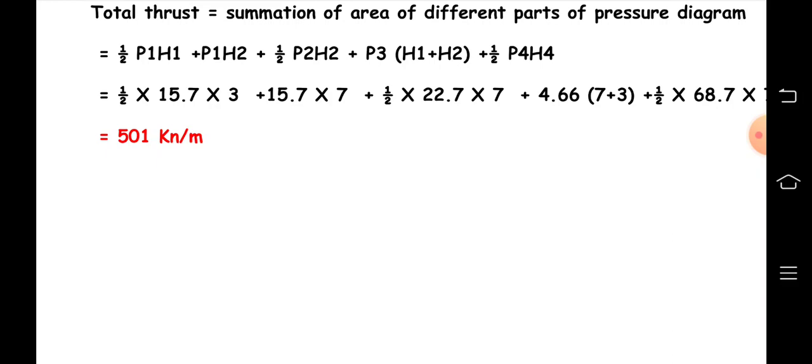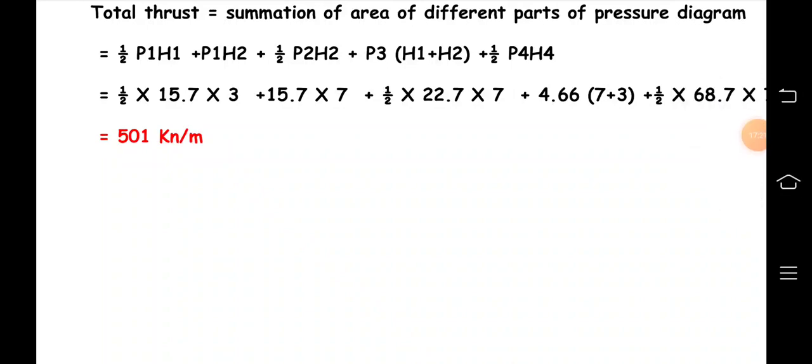Third is for surcharge. We have divided it into two parts, first height and second height, making a triangle and a rectangle. That is P3, which is 4.66, and the height of the rectangle is 3 plus 7, plus 1 by 2 for the last, which is a triangle, P4 into H4, that is 68.7 into 7. By solving all these terms we get the answer 501 kilonewton per meter.